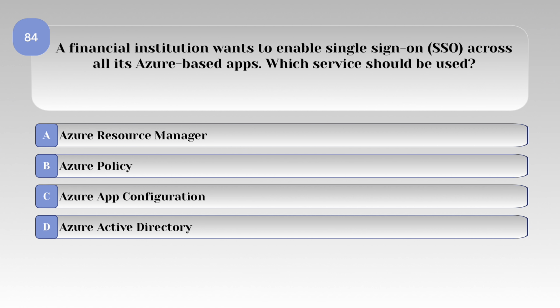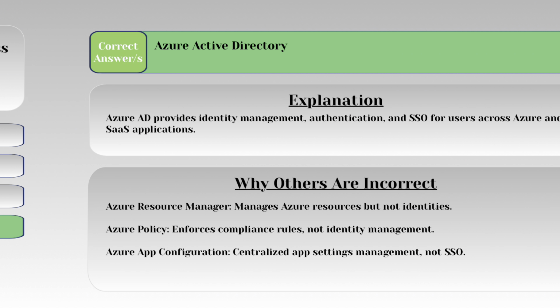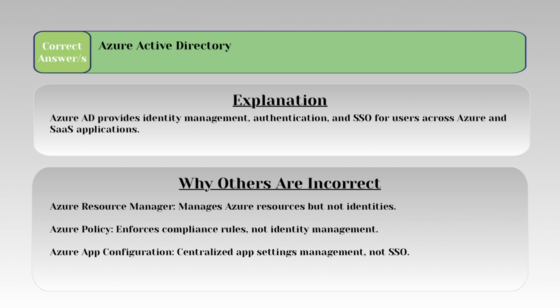A financial institution wants to enable single sign-on across all its Azure-based apps. Which service should be used? Correct answer, Azure Active Directory. Explanation, Azure AD provides identity management, authentication, and SSO for users across Azure and SaaS applications.